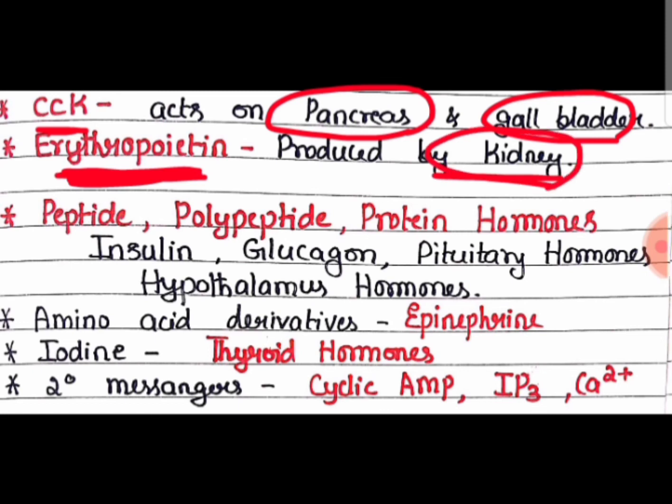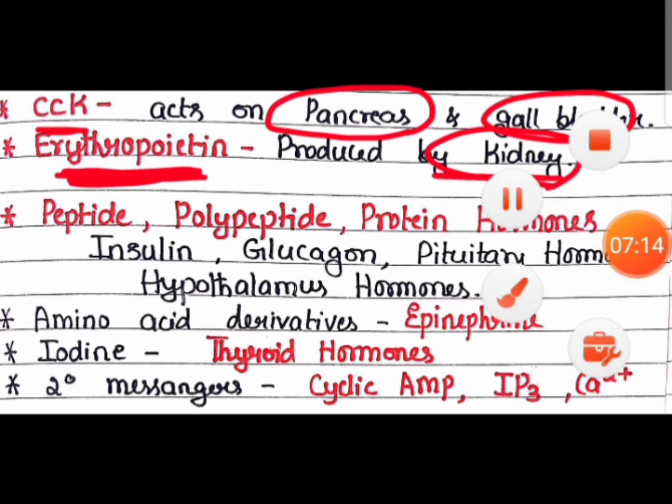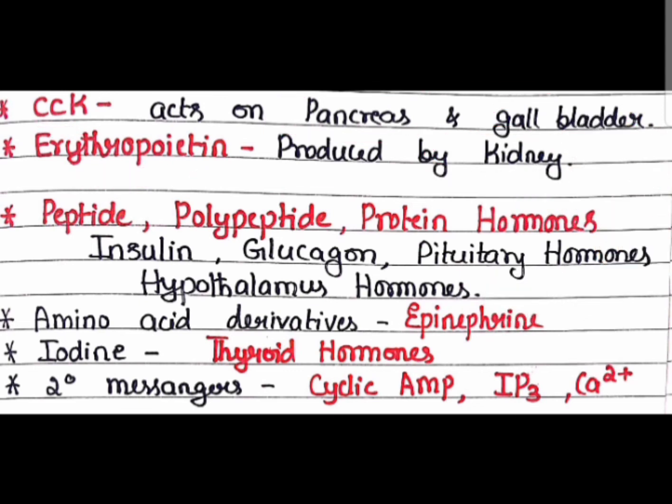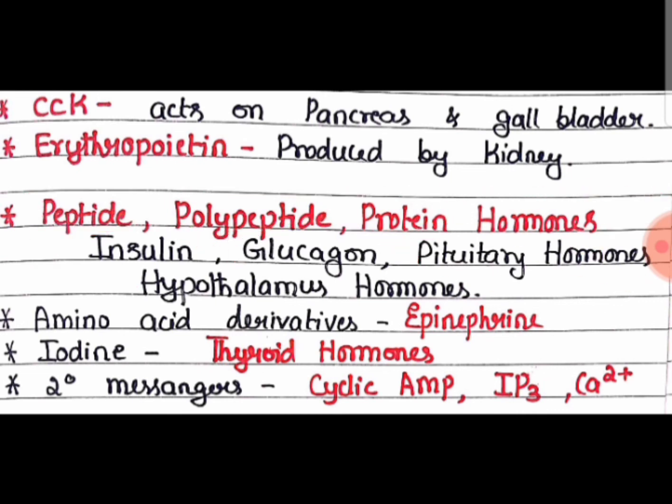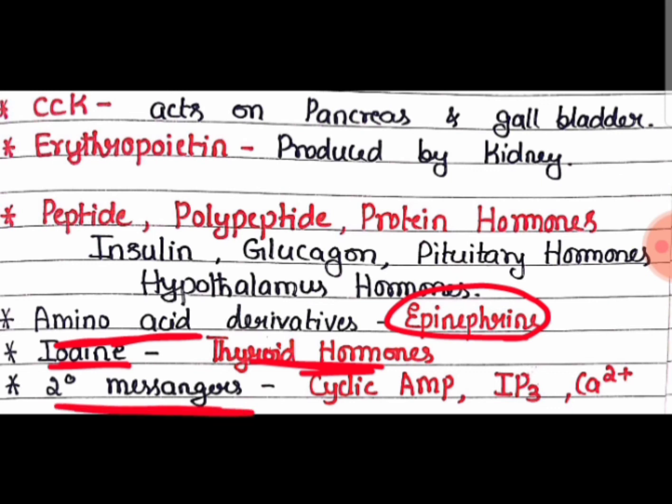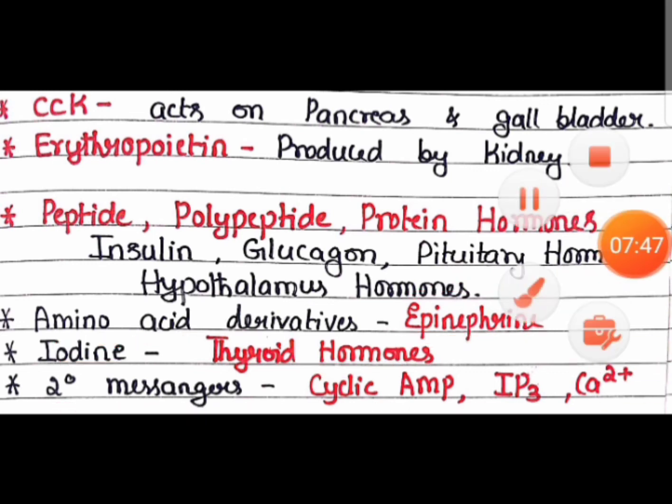Now, the chemical nature of hormones is either peptide, protein, steroid or amino acid derivative. Peptide, polypeptide and protein hormones are insulin, glucagon, pituitary hormones and hypothalamic hormones. Whereas epinephrine is an amino acid derived hormone. Thyroid hormones contain iodine. And remember, secondary messengers are cyclic AMP, IP3 and calcium ion.